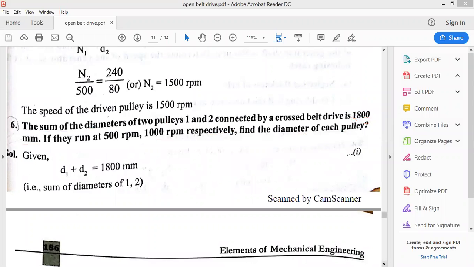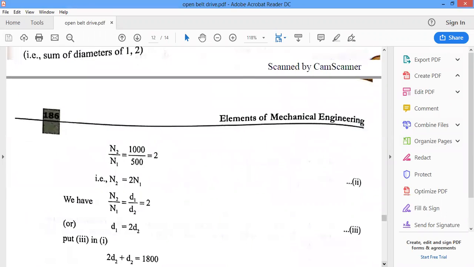So how do we go about it? We know N2 by N1 is equal to D1 by D2. But we don't know what D1 and D2 are. So we can go by the velocity ratio, 1000 rpm and 500 rpm. The velocity ratio is going to be 2. That means if the driving pulley makes one rotation, the driven pulley makes 2 rotations. So N2 is equal to 2 times N1.